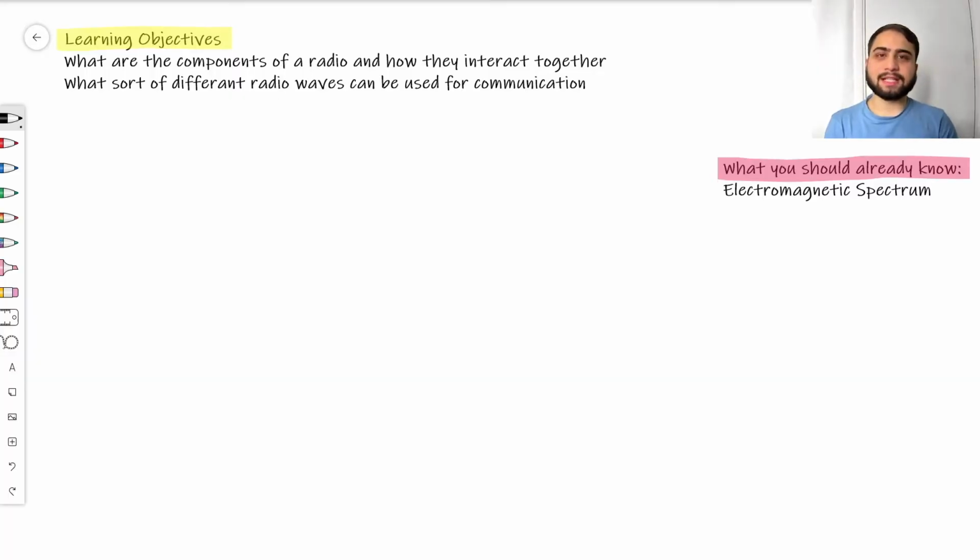My name is Onu and today we're going to be covering radio waves. Some of our learning objectives include: what are the components of a radio and how do they interact together to produce radio waves? What sort of different radio waves can be used for communication? Some things you should already know are the electromagnetic spectrum. You should know where radio waves sit on the EM spectrum. If you don't, don't worry, I'm going to remind you throughout the video. So let's get right into it.